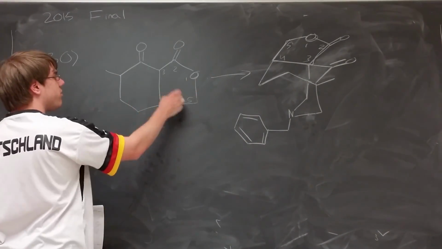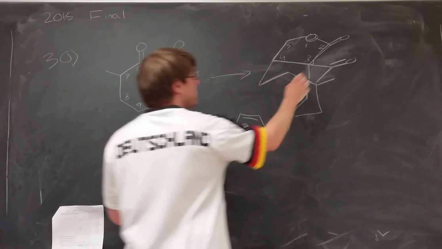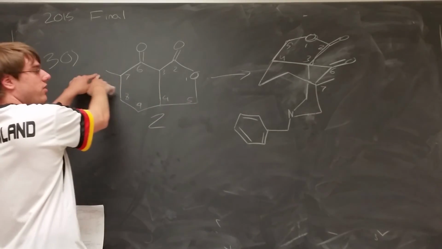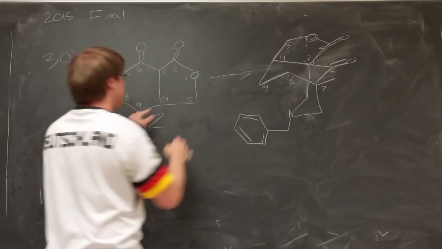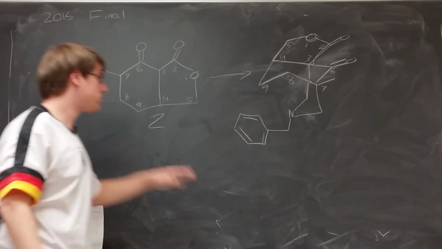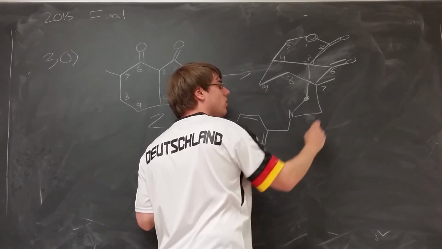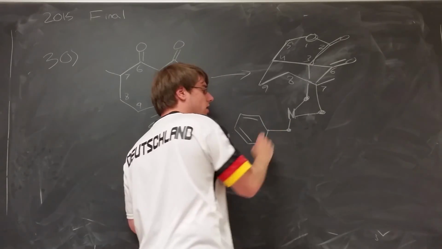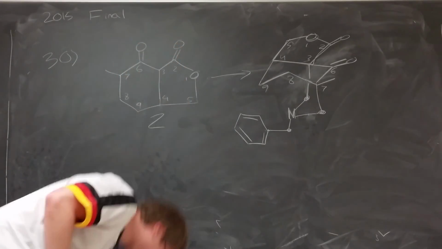So let's say 3 is connected to 6, 7, 8, and 9. 3 was connected to 6, which had a carbonyl. 6 was connected to 7, and 7 had a methyl. 7 was connected to 8, and then 9 was connected to 4. So these 9 carbons must be the carbons from Z. Now we know which carbons we need to add: 1 carbon here, 1 carbon here, a nitrogen, a carbon, and then another carbon that's part of the benzene. Those are the things we need to add.